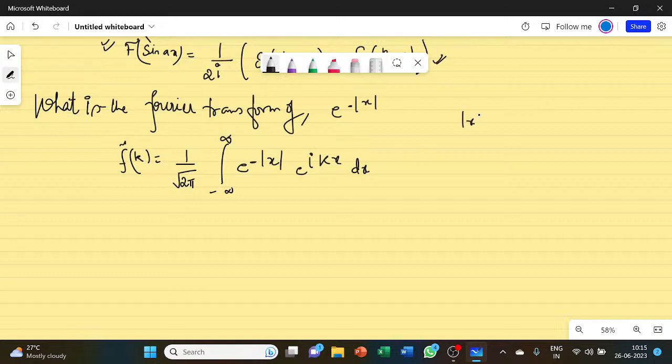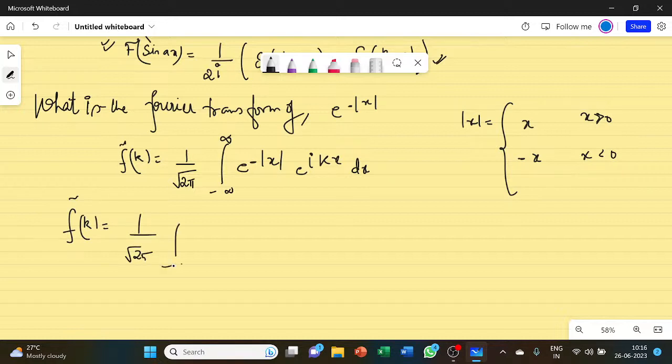Now you see this is a modulus. I know how to define modulus. Modulus of x can be defined as simply x if x is greater than 0, and minus x if x is less than 0. So how would my f tilde k behave? My f tilde k would behave as 1 upon root over 2 pi, and from minus infinity to 0 you can write it as e to the power x simply, so it is e to the power iota k plus 1 x dx, and from 0 to infinity it will be simply e to the power like this minus.